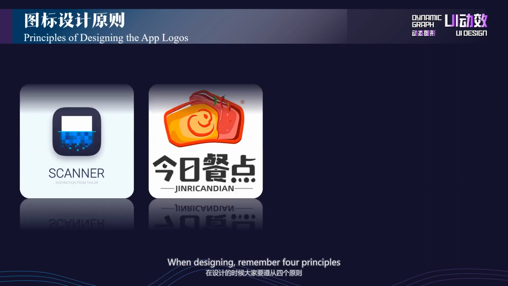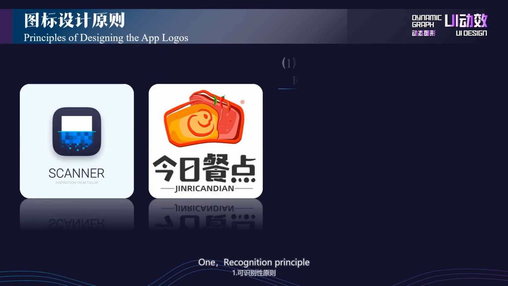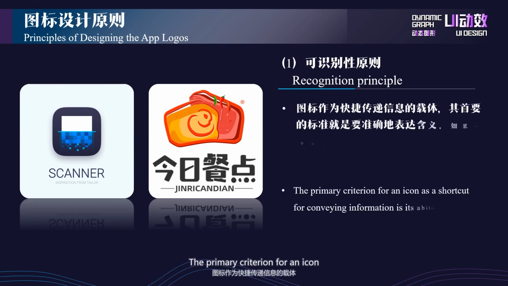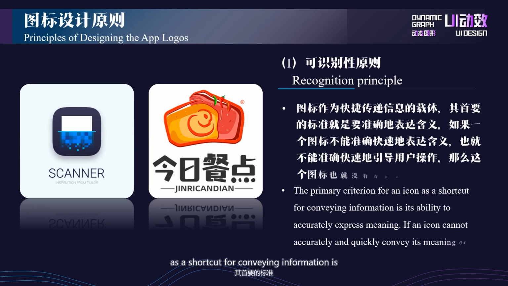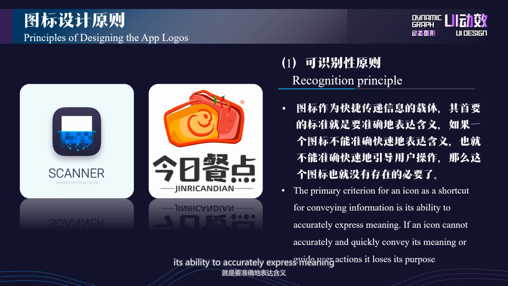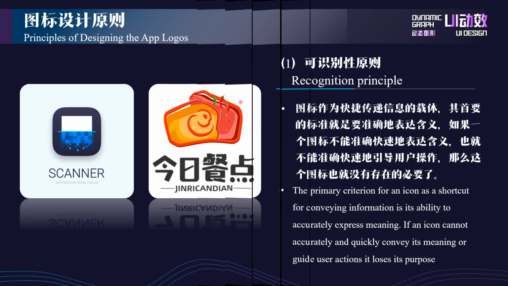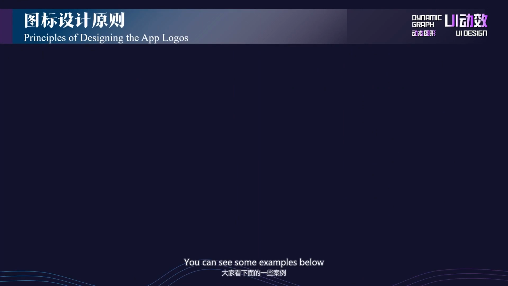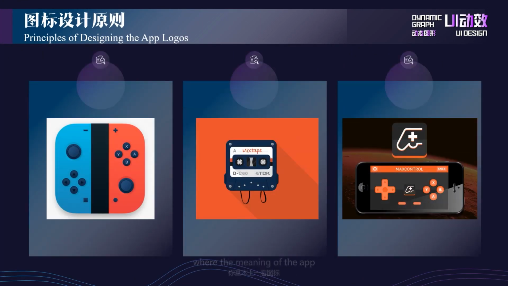When designing, remember four principles. 1. Recognition principle. The primary criterion for an icon as a shortcut for conveying information is its ability to accurately express meaning. If an icon cannot accurately and quickly convey its meaning or guide user actions, it loses its purpose. You can see some examples below where the meaning of the app is quite clear just by looking at the icon.